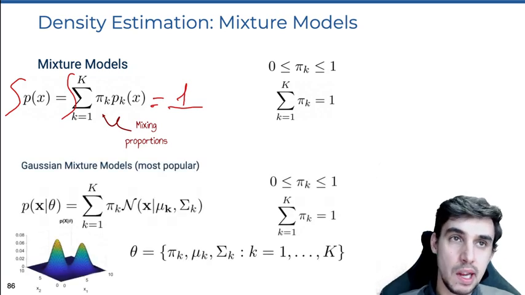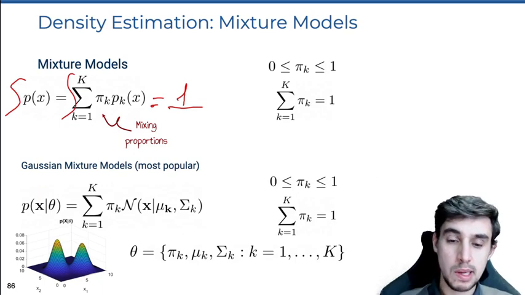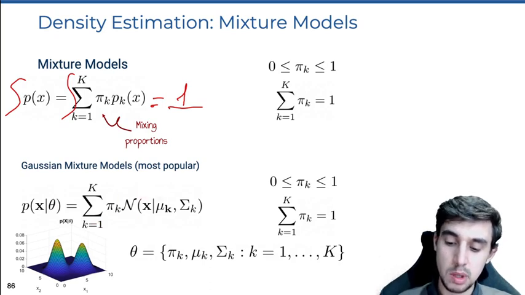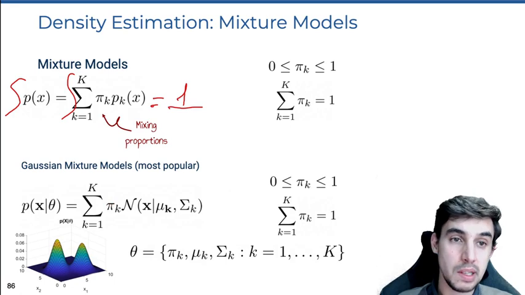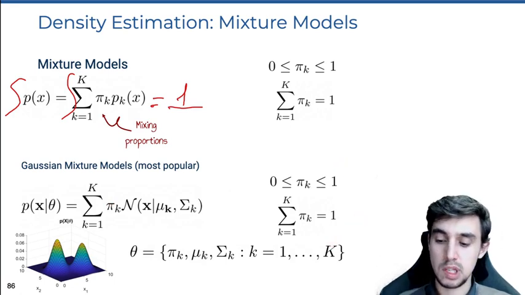And a special case of mixture model is the Gaussian mixture model. It's one of the most popular mixture models. And the idea is the same, so we can compute an approximation of the probability density p of x given a set of parameters theta, which is simply the sum of multiple multivariate or univariate Gaussian distributions that are weighted according to the mixing proportions. And we follow the same conditions as before.